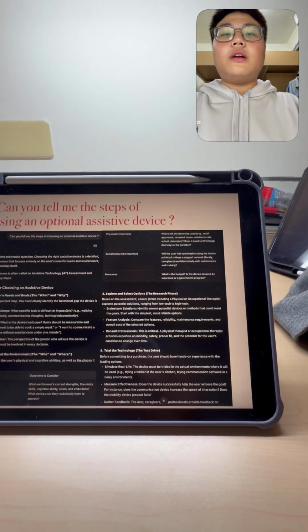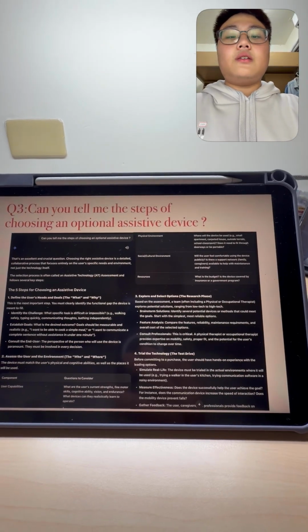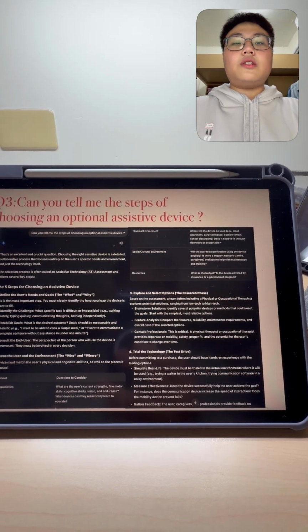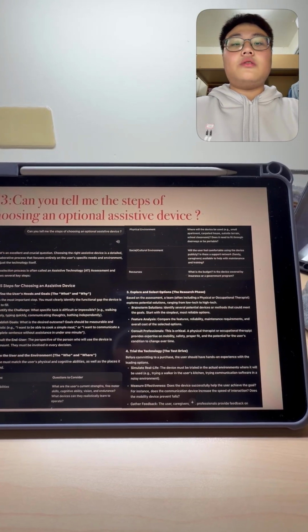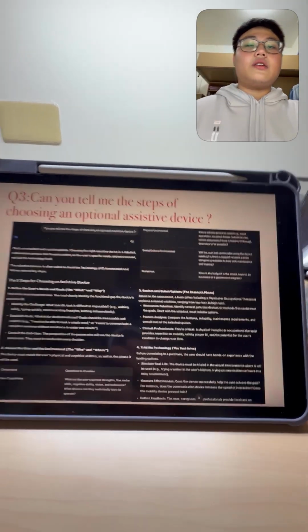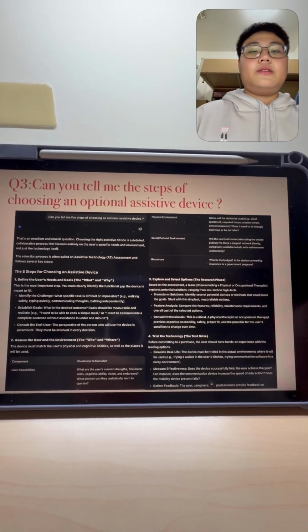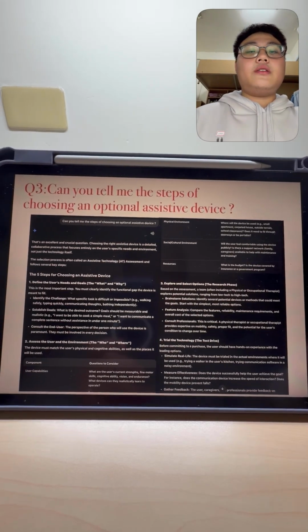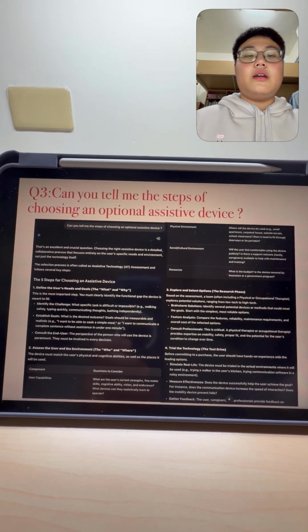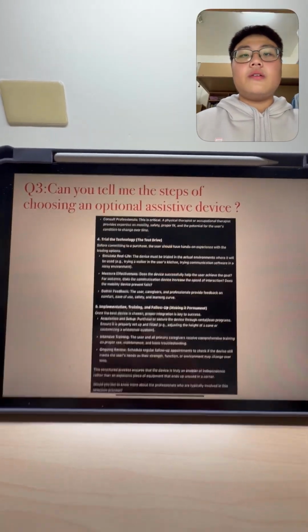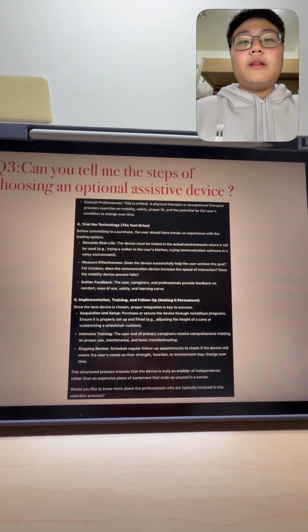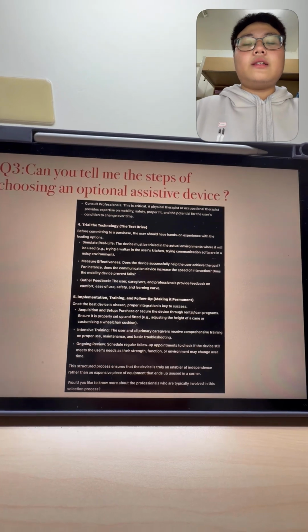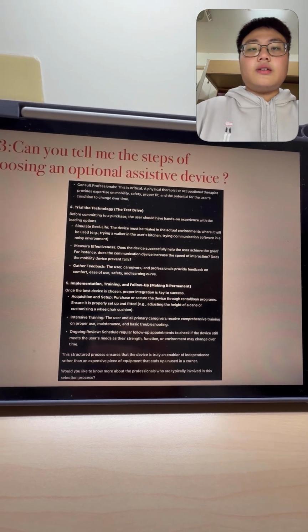The third one is explore and select options, the research phase. Based on the assessment, a team, often including a physical or occupational therapist, explores potential solutions ranging from low-tech to high-tech. The fourth step is trial the technology, the test drive. Before committing to a purchase, the user should have hands-on experience with the leading options. Okay, the last step is implementation, training, and follow-up. Once the best device is chosen, proper integration is the key to success.